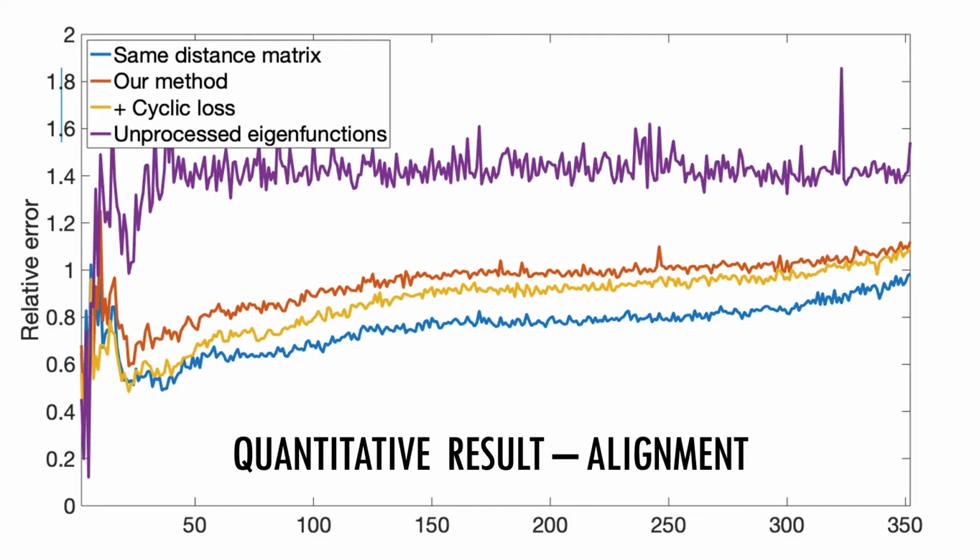Here you can see the alignment result given by the relative error between eigenfunctions versus the eigenfunction index. The purple line represents the eigenfunction before the optimization. The orange line represents the eigenfunctions of our method only with the unsupervised loss. The yellow line represents the eigenfunctions of our method with the cyclic loss and the unsupervised loss, and the blue line represents an ablation that we did to check our optimization process. In it, we used the same distance matrix for both shapes, which is not a feasible scenario, but we wanted to check whether the optimization process can improve without the ground truth error. And as you can see, it did, and this experiment led us to add the cyclic loss to the optimization process.